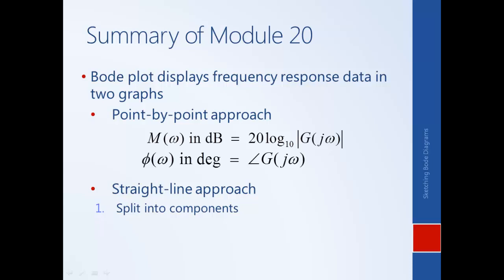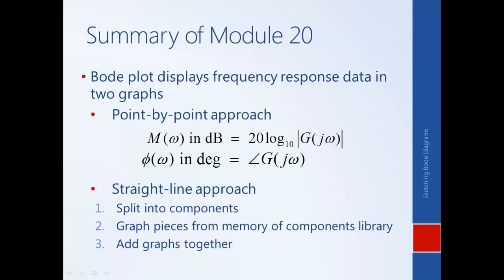We also learned a straight line approach. The idea is that we take a given transfer function and split it into components: simple gains, simple poles, simple zeros, integrators, differentiators, and complex poles and complex zeros. We then memorize a library of Bode diagrams for these simple components, and we draw the Bode diagram for each piece of the larger transfer function. Then we add the graphs together using the mathematical properties we introduced earlier in this module.